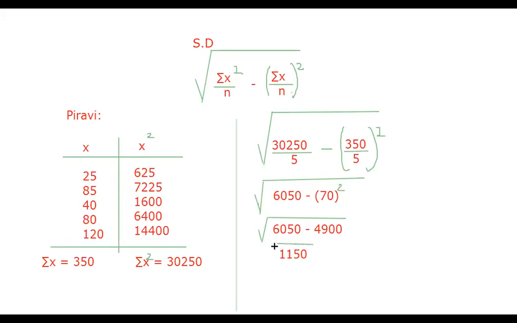So this is again under the square root. When we take the square root of 1,150, that is the standard deviation for Ravi, which is 33.91. Please take a screenshot. This is the score we have secured for Ravi, 33.91. That is the standard deviation of Ravi.